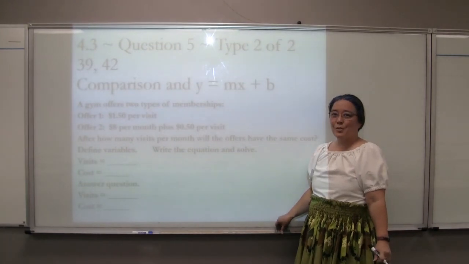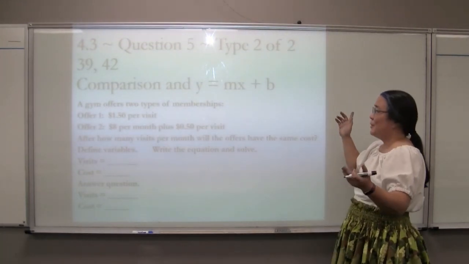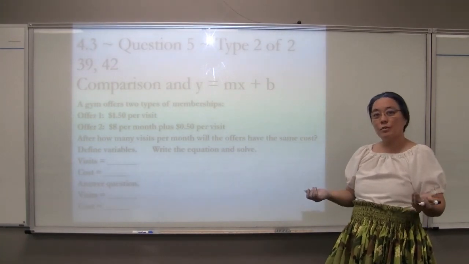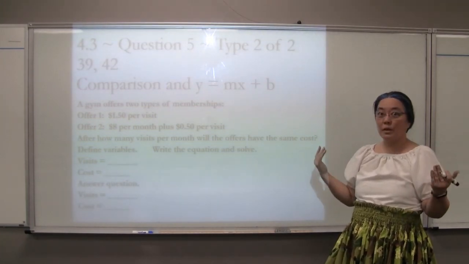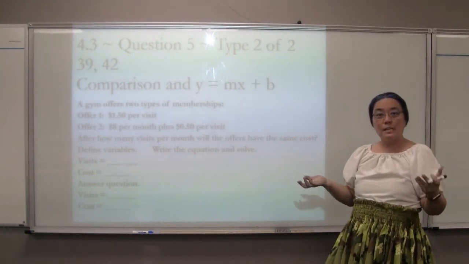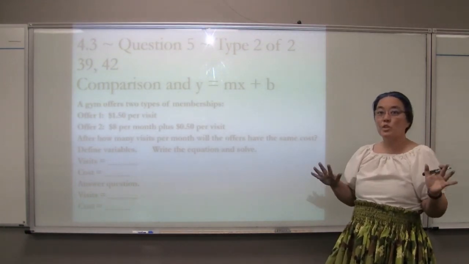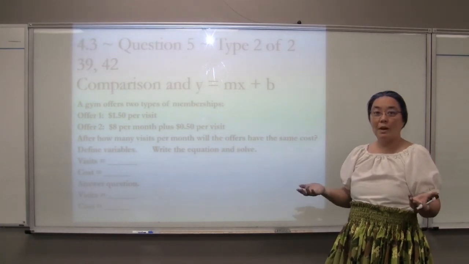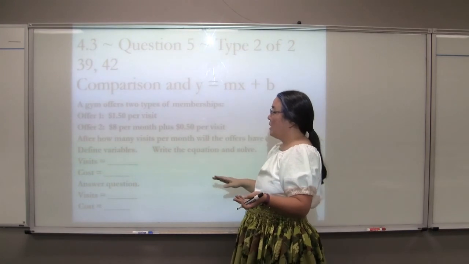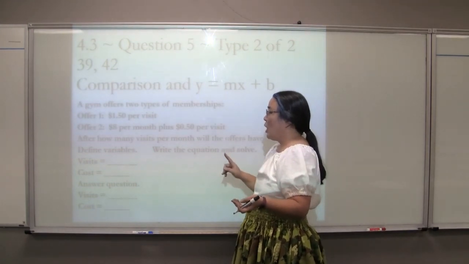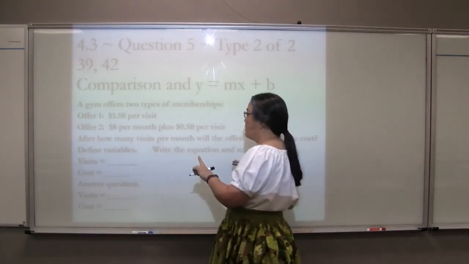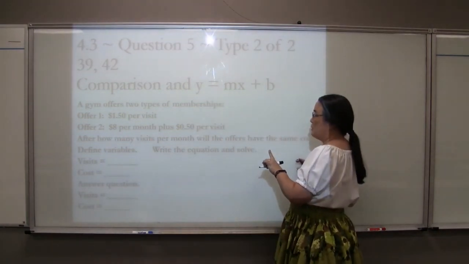Chapter 4, Section 3, Question 5, Type 2 of 2. We are going to compare two things. This is a useful type of problem for real life. Often you're going to find that it's not quite this basic, but we're trying to show you how you can use math to compare two plans. So we have a gym that offers two types of memberships. Offer 1 is $1.50 per visit, and offer 2 is $8 per month plus 50 cents per visit.